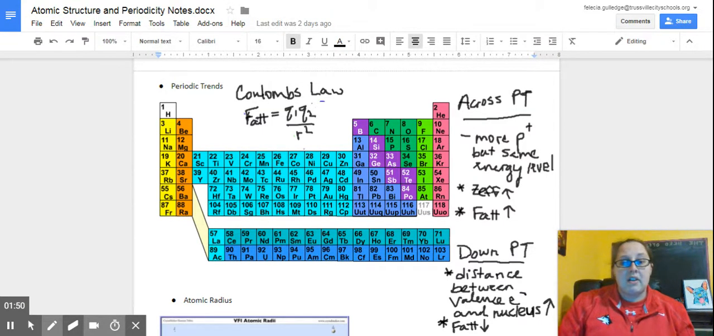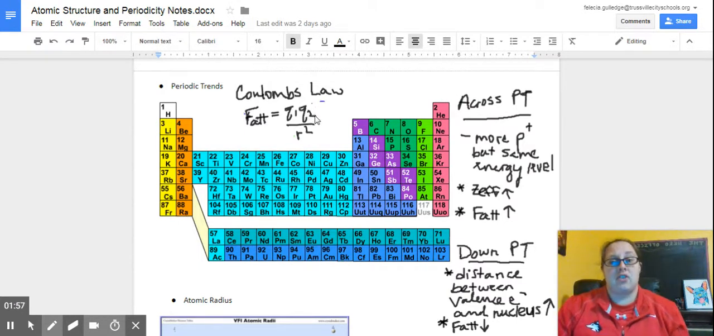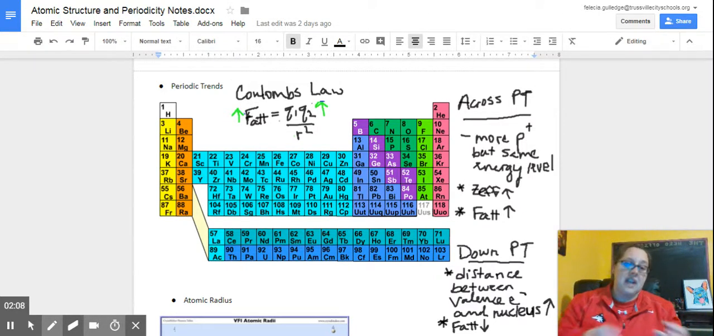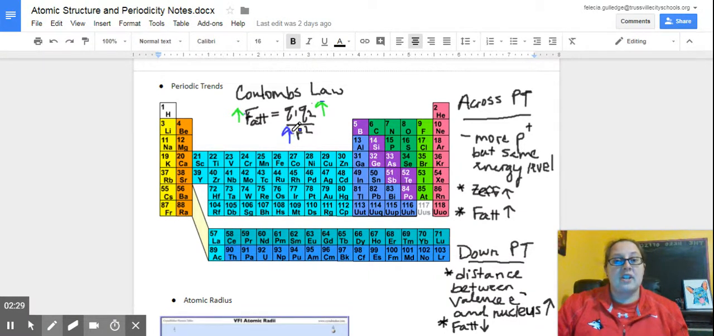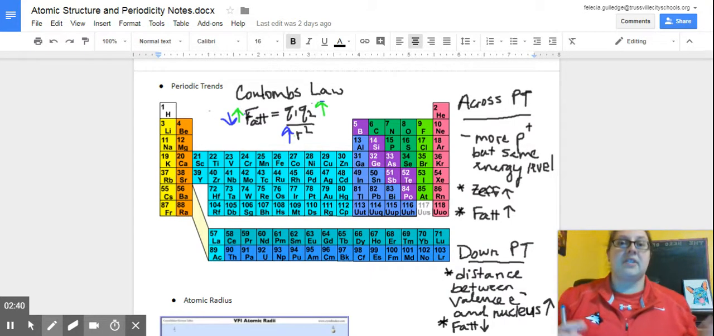Now that we understand Coulomb's law, let's talk about the relationship between each of these things. If I were to increase the charge of something, that increases the force of attraction. If I increase the force of attraction, a couple of things could happen. I can make things smaller because it's held more tightly, or it's harder to remove something. This is going to translate to our periodic trends. If, however, I keep the same charge but compare my distance and my force of attraction, and I increase the distance between these two charged things, then my force of attraction decreases. So it's held less tightly, or it's easier to remove something from that.